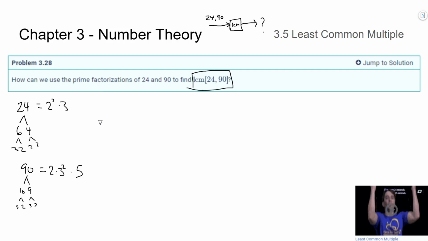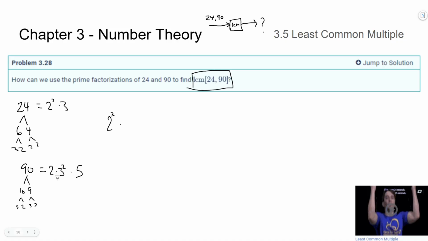Okay, so in order for it to be a multiple of 90, let's go one base at a time. So let's look at the bases of 2. In order for it to be a multiple of 90, we need at least one 2. But to be a multiple of 24, we need three 2s. So if it's going to be a multiple of both of them, then it has to be at least 2 cubed in there, right? Because 2 cubed works for 90 because it has at least one of the 2s. But if we had anything less than 2 cubed, it would not be a multiple of 24. So we have to have at least 2 cubed.